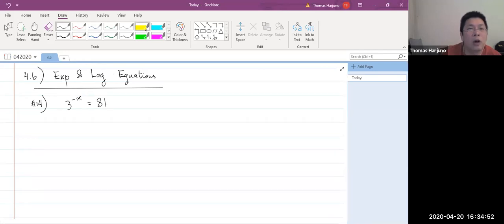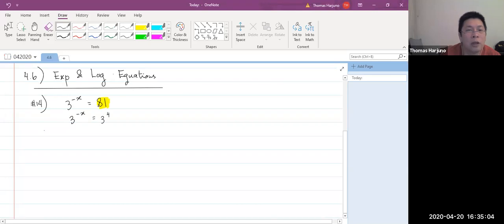Now this 81 happens to be base 3. So I will change that to 3 to some power. In this case, I believe 3 to the 4. And then using one-to-oneness, we get negative x equals 4, x equals negative 4.